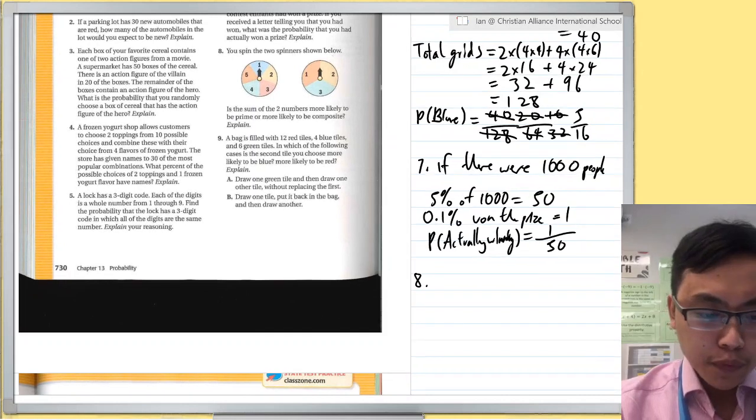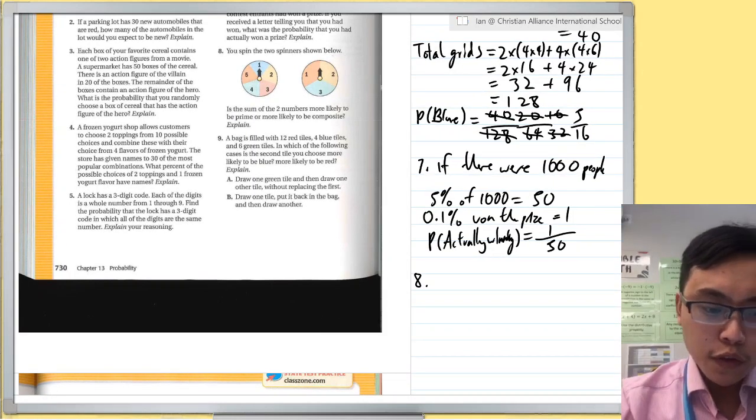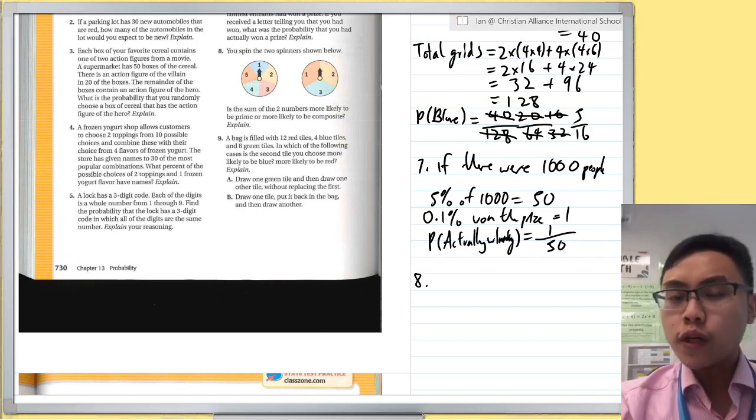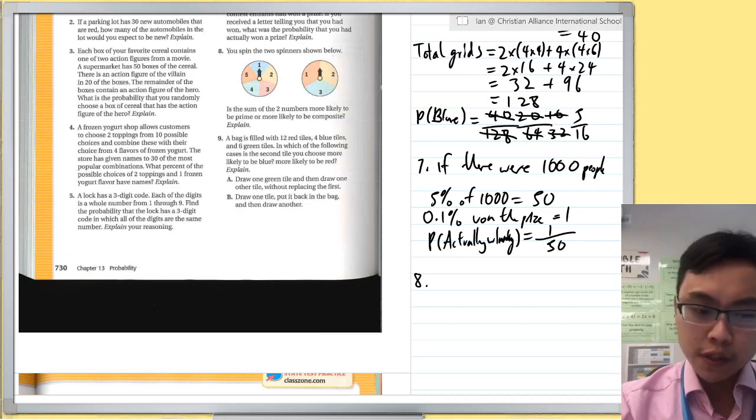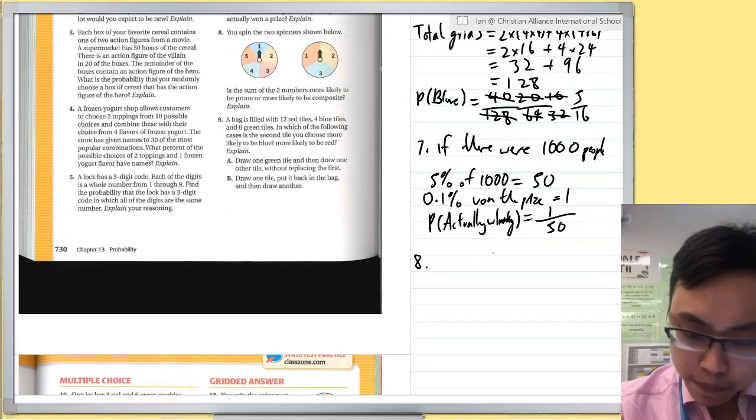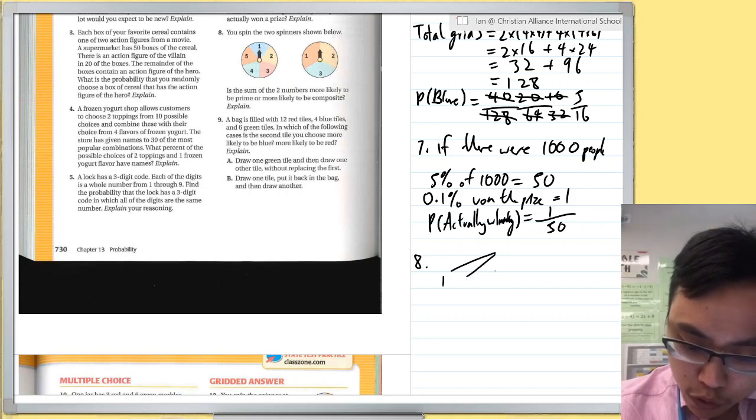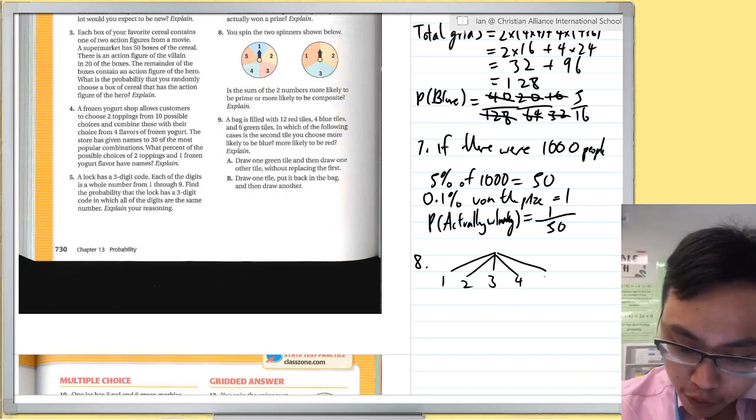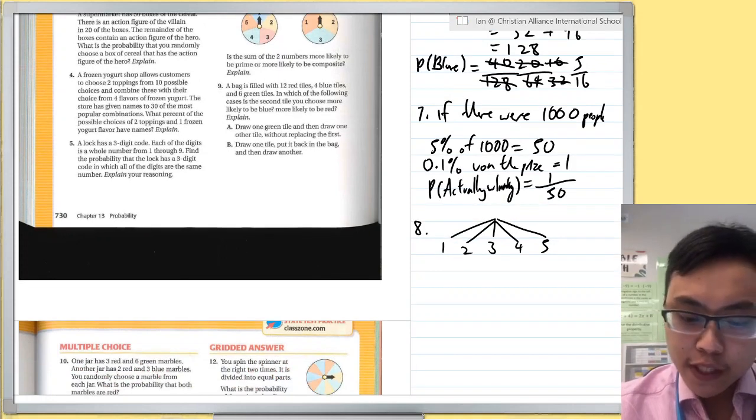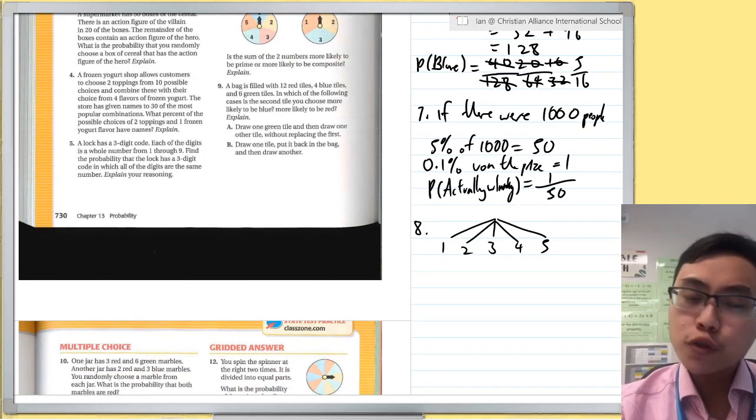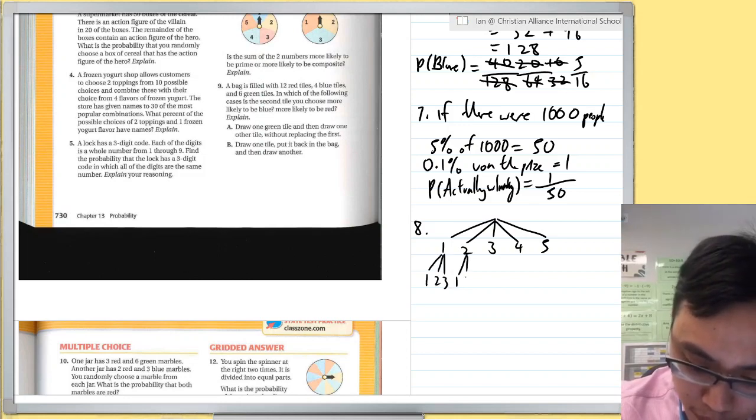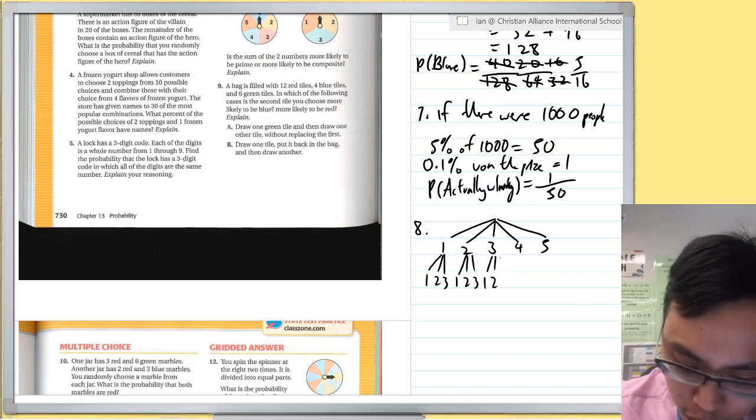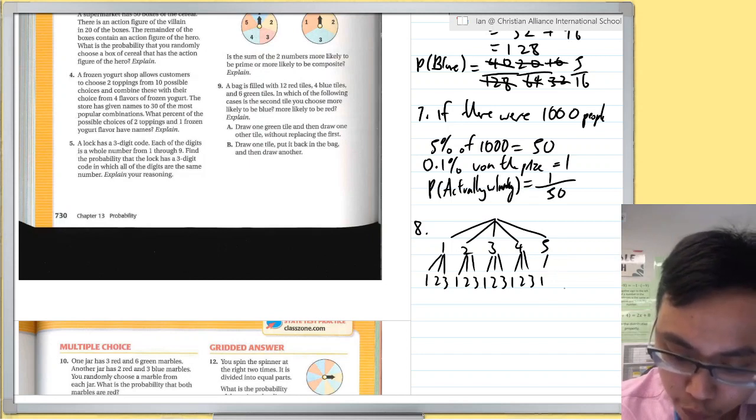So the results of the spinners are 1, 2, 3, 4, and 5, and 1, 2, 3. This time we might want to use a tree diagram to show the results. From the first spinner, we can have 1, 2, 3, 4, and 5. And then from the second spinner, for each one of them, we can have 1, 2, and 3.